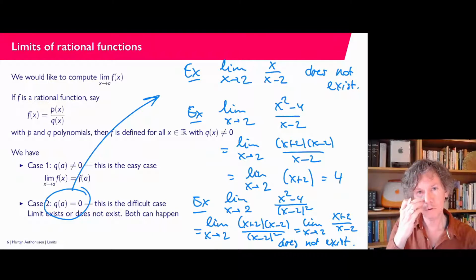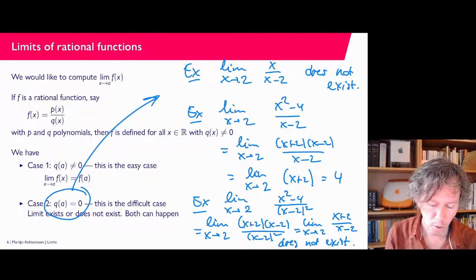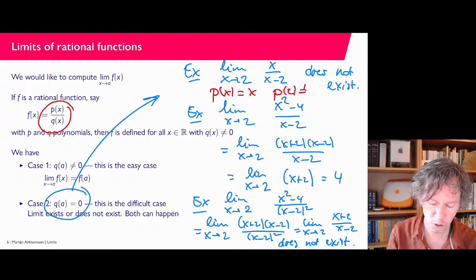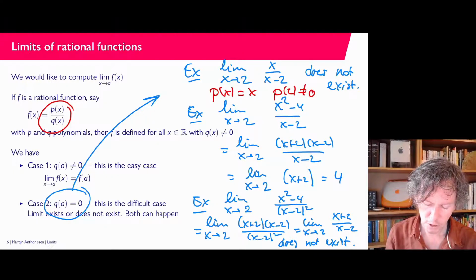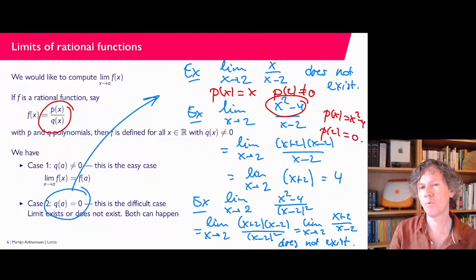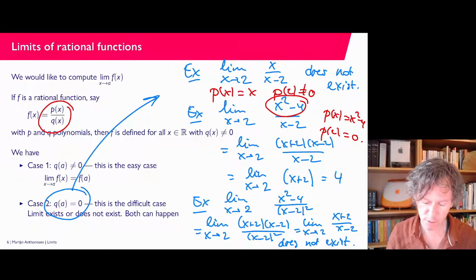So you can have several situations for rational functions. One of the things that we can observe, so we have p(x) over q(x). For the first example, we have p(x), the numerator, equals x, and p(2) is unequal to 0. Here in the second case, we have p(x) is x squared minus 4, the numerator, and you see that p(2) equals 0. And if you want to have any hope that the limit exists, the numerator should also be 0 if the denominator is 0, because then maybe you can divide out one of these factors.